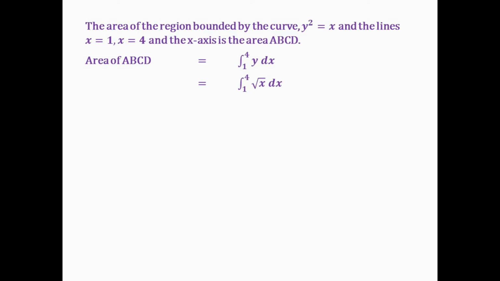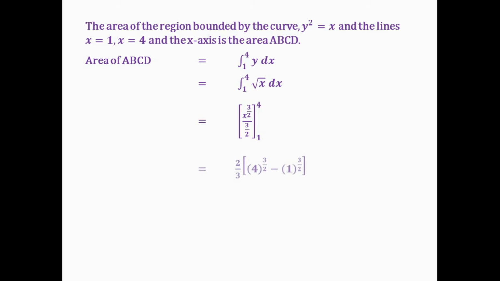And how do we get the limits? x is equal to 1, x is equal to 4. So that should be taken as the limits. So integral over the limits 1 to 4, square root of x dx. On solving this, square root of x is nothing but x to the power half. So on integrating, you will get x power half plus 1 by half plus 1. So it is x power 3 by 2 divided by 3 by 2.